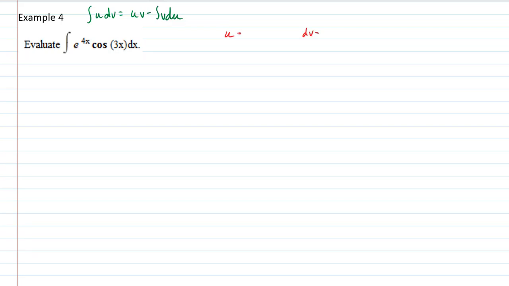So what do you want to let u be equal to, the exponential or the trig function? What would you rather take derivatives of, and what would you rather integrate? You want u to be cosine x, you'd rather take the derivatives of the trig functions, okay? So that's cosine of 3x, and that means that dv then is going to be e to the 4x dx. If u is cosine 3x, what is du going to be? Derivative of cosine is negative sine, but don't forget the chain rule. You've got to multiply by the derivative of the angle as well. And then for v, we're going to get 1/4 e to the 4x.